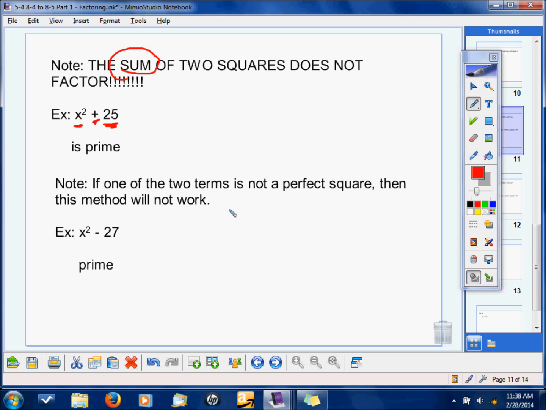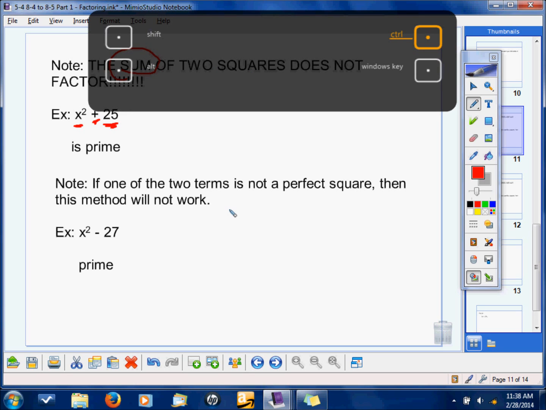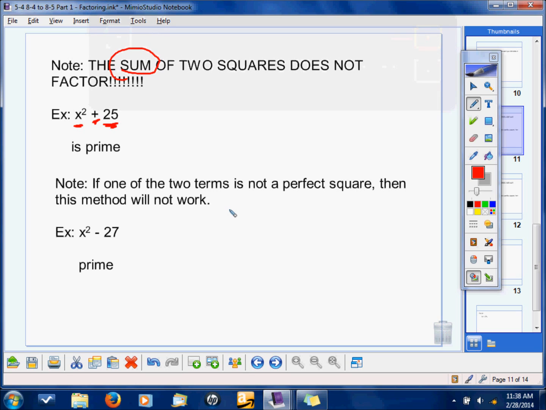Okay, now, at this point, we have 1 minute left, but I did finish this lesson. I could do a couple more examples, but I did finish it. The difference of 2 squares, worksheet 8.5 is due Monday. Or Tuesday.